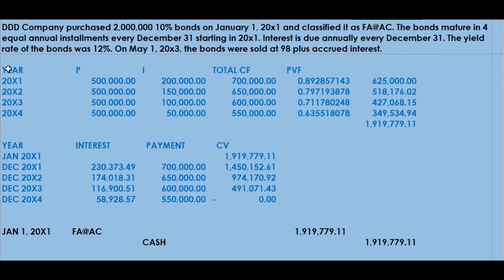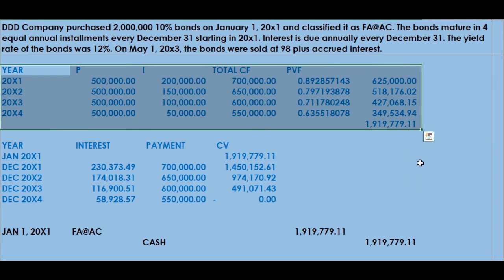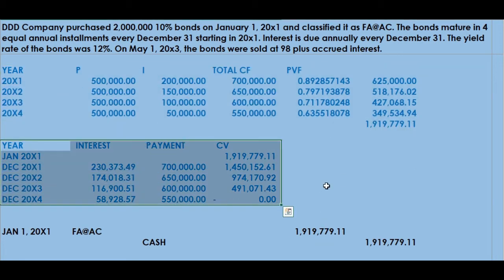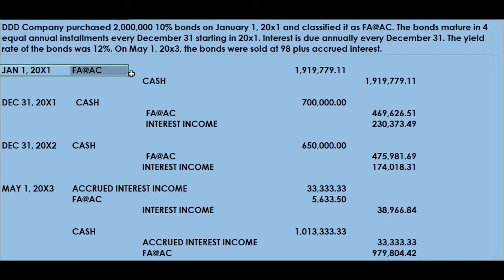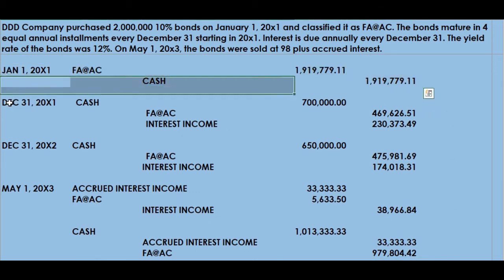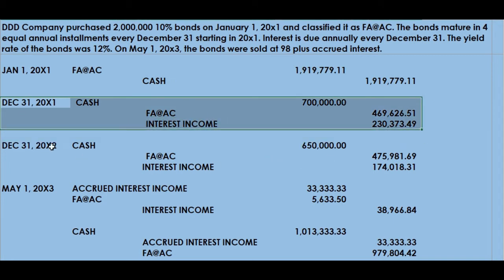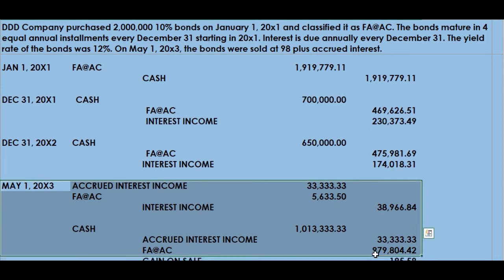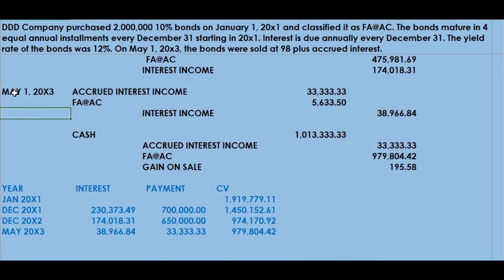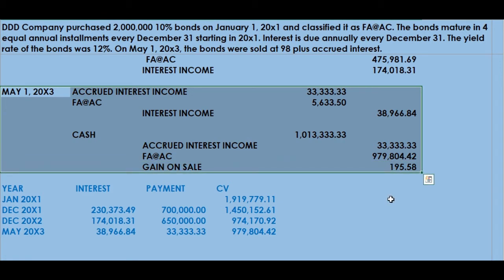So let's repeat. This is our computation to determine the present value of the bonds, which will be the basis of our initial recognition. This is the amortization that will be the basis of our journal entries. Okay? So this is our journal entry for January 1. This is our December 31 journal entry based on the amortization table. This one is the 20x2 entry based on the amortization table. And this is our journal entry. Let's continue. This is our journal entry for May 1, 20x3 when we sold the bonds. Okay? And the figures here are based on the partial amortization that we did in May 20x3. Okay, so that's our first example.